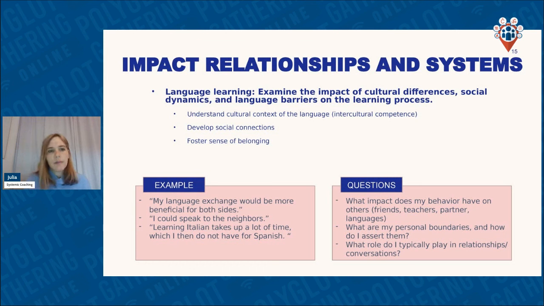So taking a question from systemic coaching would also be to ask, what role do you typically play in each of the languages? What do you spend time on? And how does that benefit your language learning?